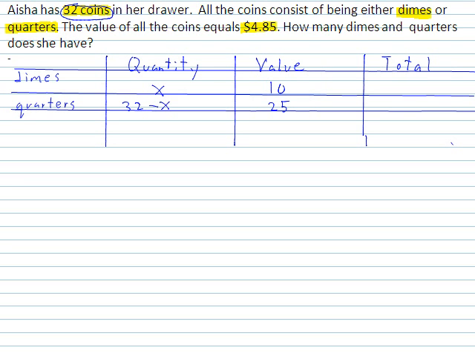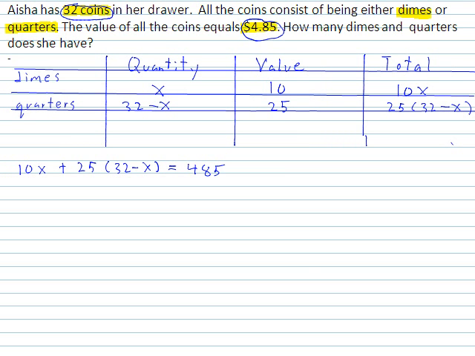So now that we have this table drawn out, you can kind of see where we're going with this. So here, if we just finish this table off, you can see the total value of the dimes must be 10x, and the total value of the quarters must be 25 times (32 minus x). Now what you can do is just bring those totals down here and add them, because the total of the dimes plus the total of the quarters must equal $4.85, or in other words, 485 cents. Right? They gave that to us up here.